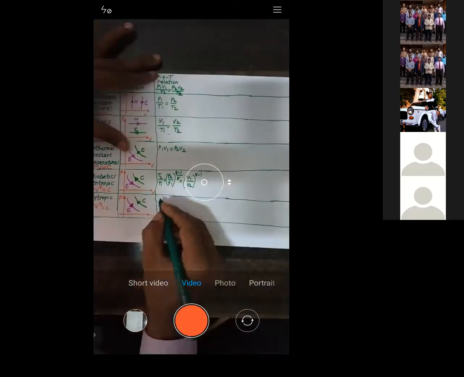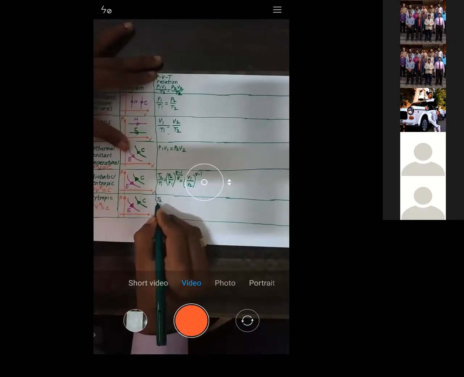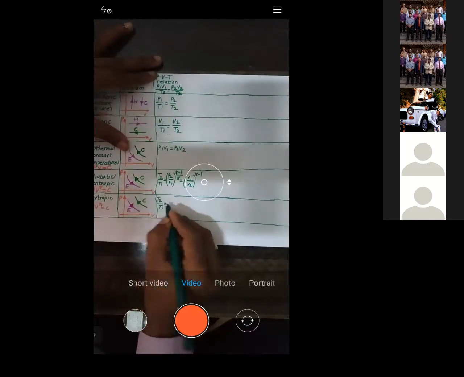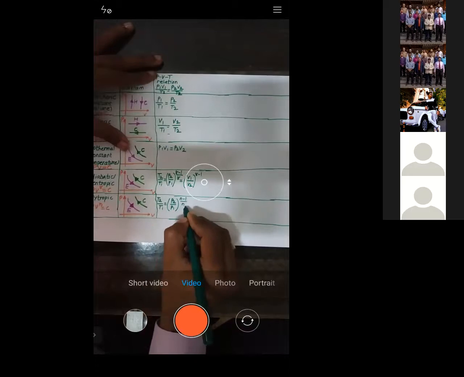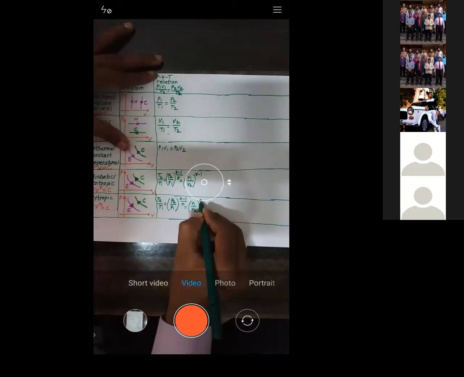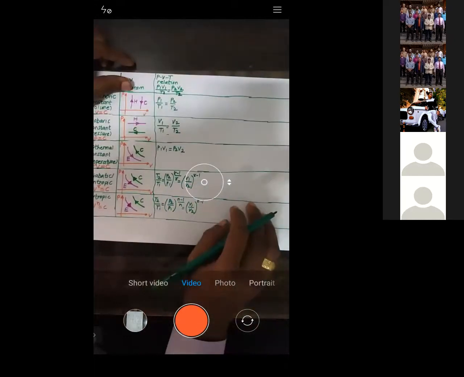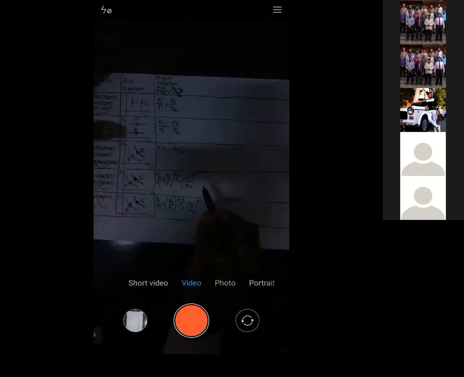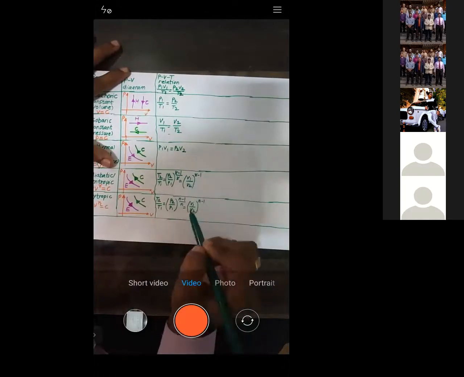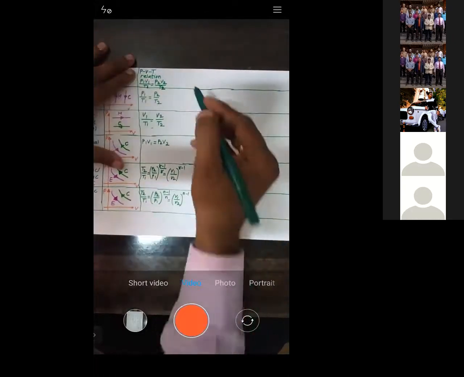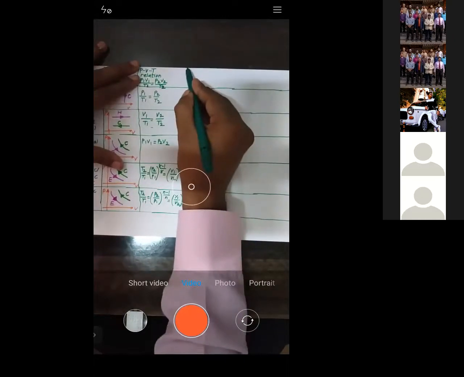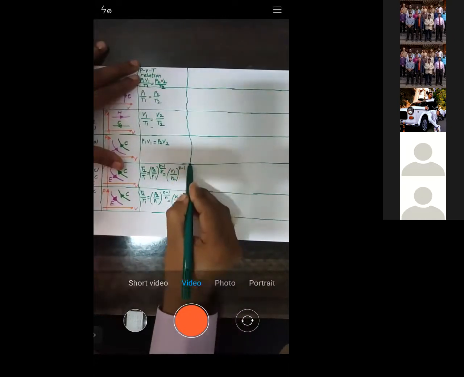If you go for a polytropic process, it is T2 by T1 is equal to P2 by P1 raised to power n minus 1 by n, is equal to V1 by V2 raised to power n minus 1. Try to understand, only I replaced the gamma by n. That is the only thing I have done. Okay, so let us finish this step.